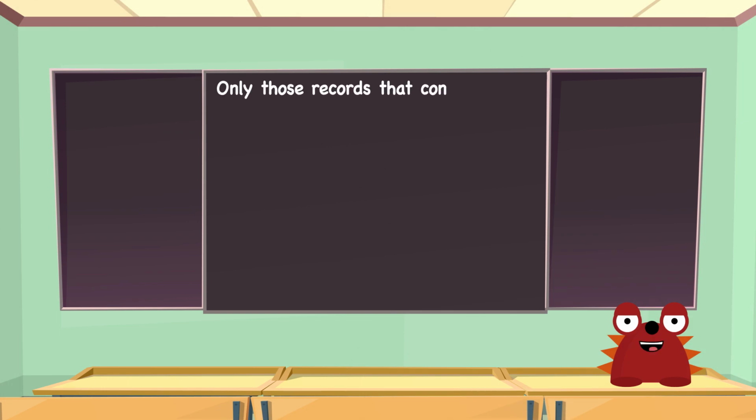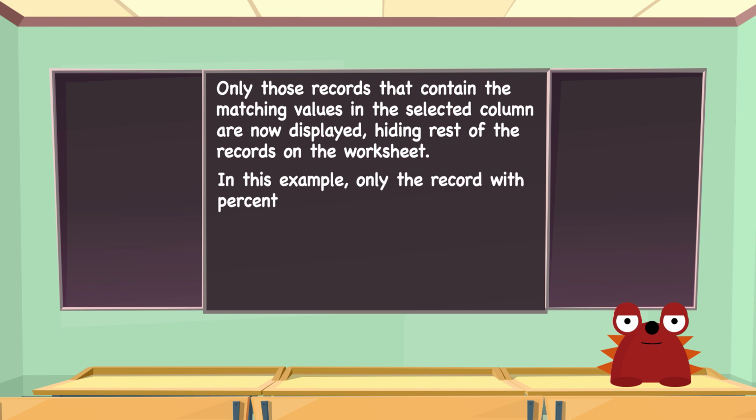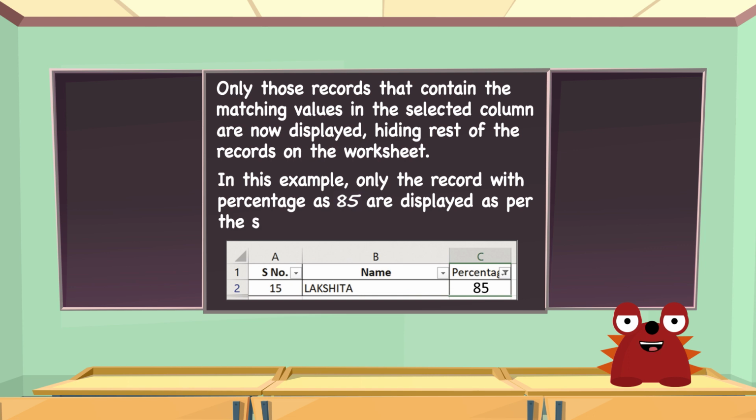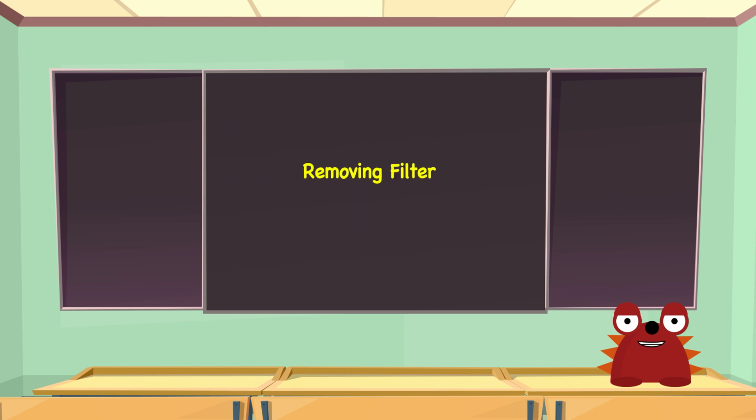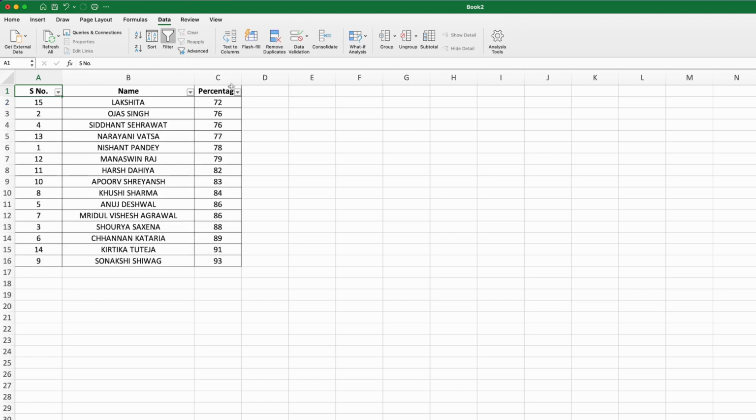Only those records that contain the matching values in the selected column are now displayed, hiding the rest of the records on the worksheet. In this example, only the record with percentage as 85 are displayed as per the selected filter criteria. And now complete our chapter by learning the last topic, which is how to remove the filter. For this, first you need to click the column that contains the data from where you wish to remove the filter. Then on the Home tab, click on Sort and Filter and click the Clear button to remove the filter.